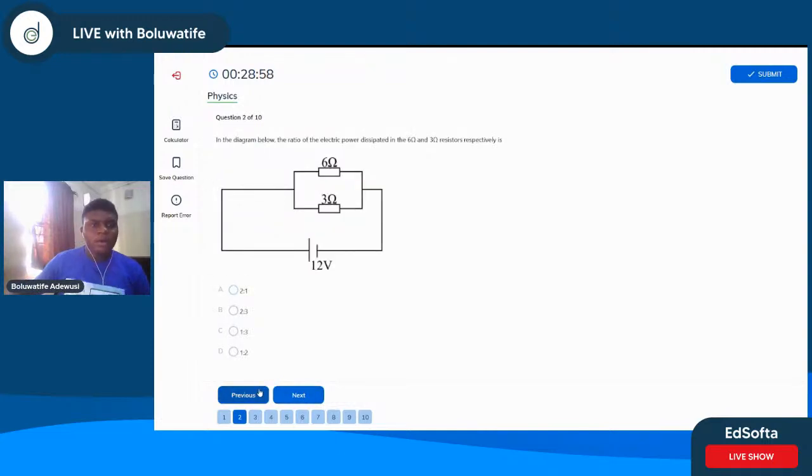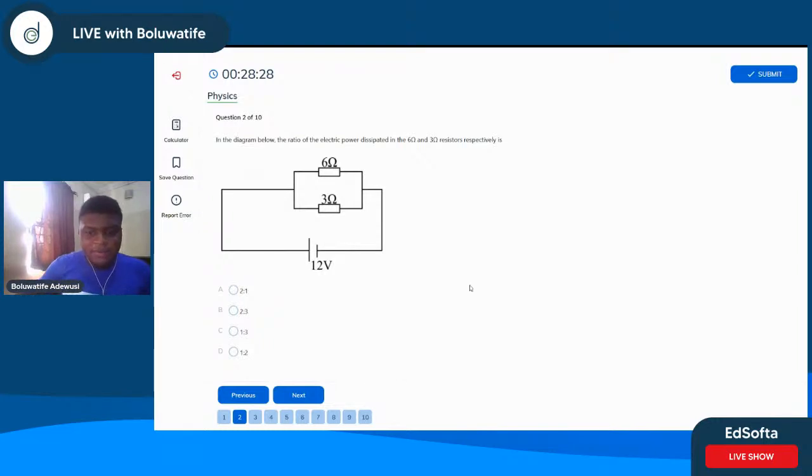Okay, so now look at this. It says in the diagram below, the ratio of the electric power dissipated in the 6 ohm and 3 ohm respectively is. This is actually not really very stressful. So what you just simply do is this. Remember, for parallel, voltage remains the same, it's current that varies. So that means you can use the same voltage and then calculate power.